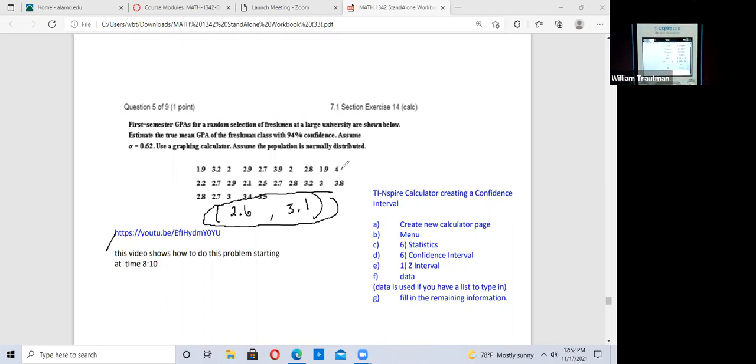If you have a list, you have to create the list first. And then in the Z interval, type in data. If you don't have a list, then you use the stats. But we did have a list, so you have to use data for the Z interval and then go 661.